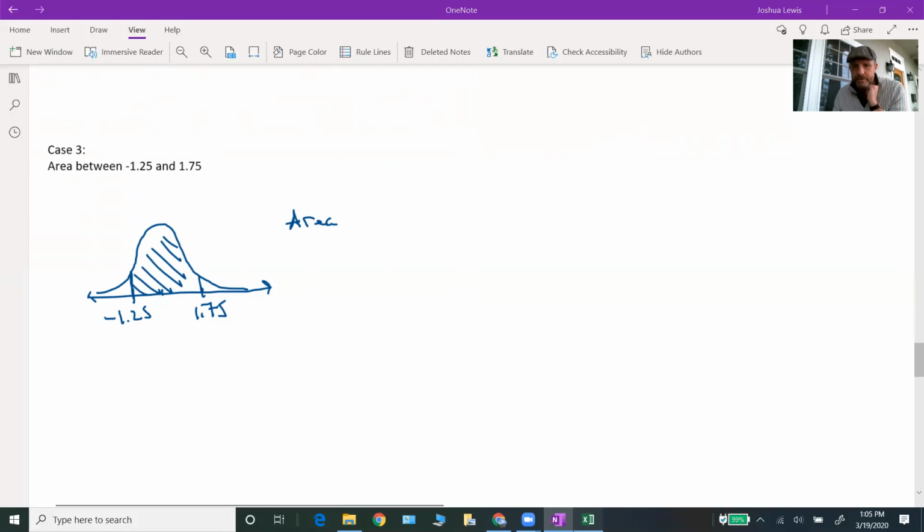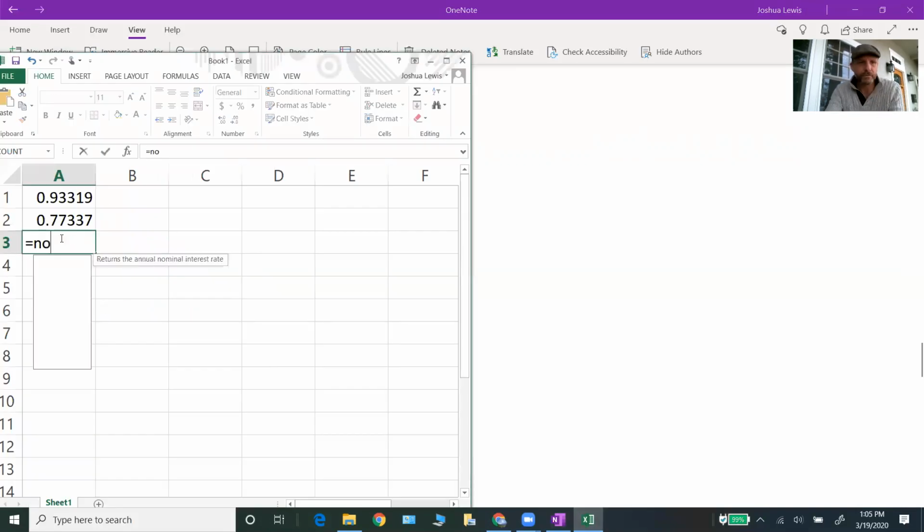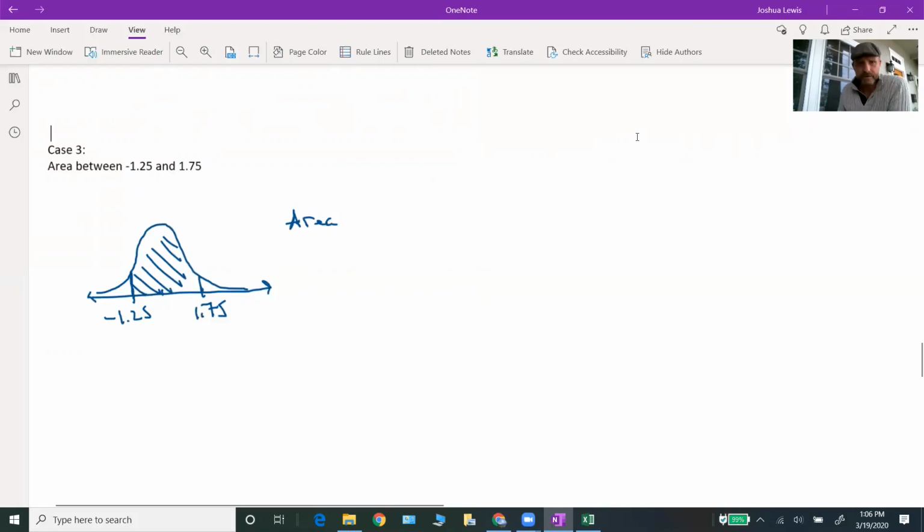It would be nice if I could tell it to go from where to where, but that's not an option. I've got norm dist, and that requires me to take advantage of the fact that I look at cumulative areas. So I'm going to be a little bit creative here. Similar logic as when we computed Poisson and binomial probabilities. I'm going to look at the area left of 1.75. So think about what that is going to give me.